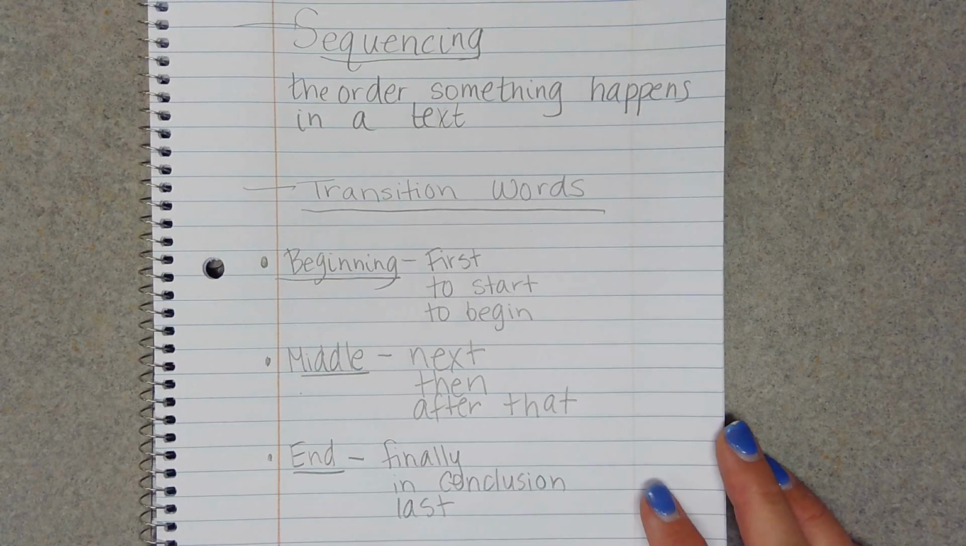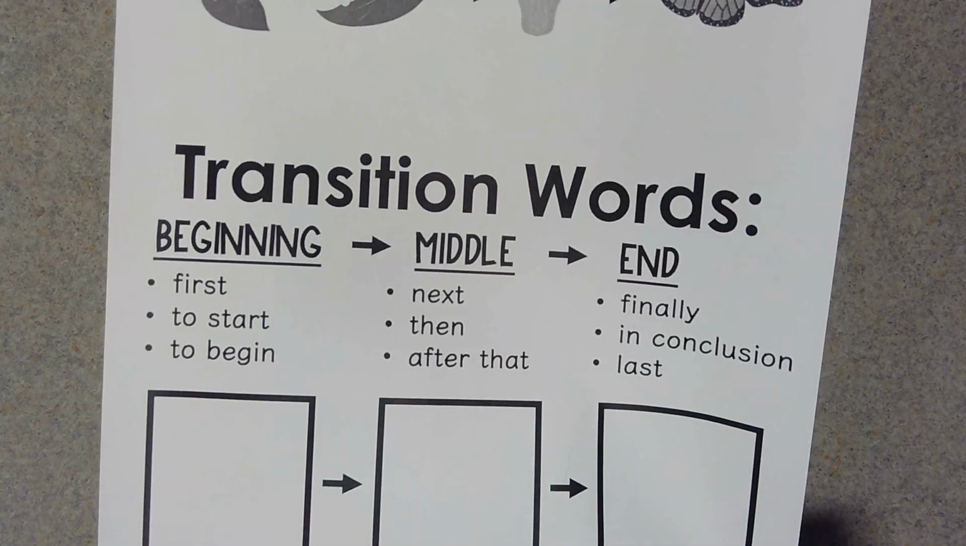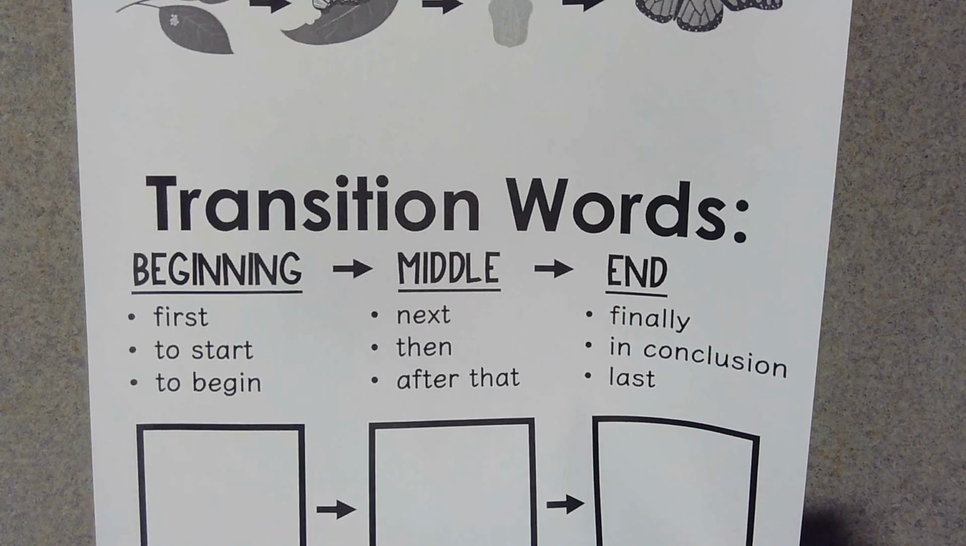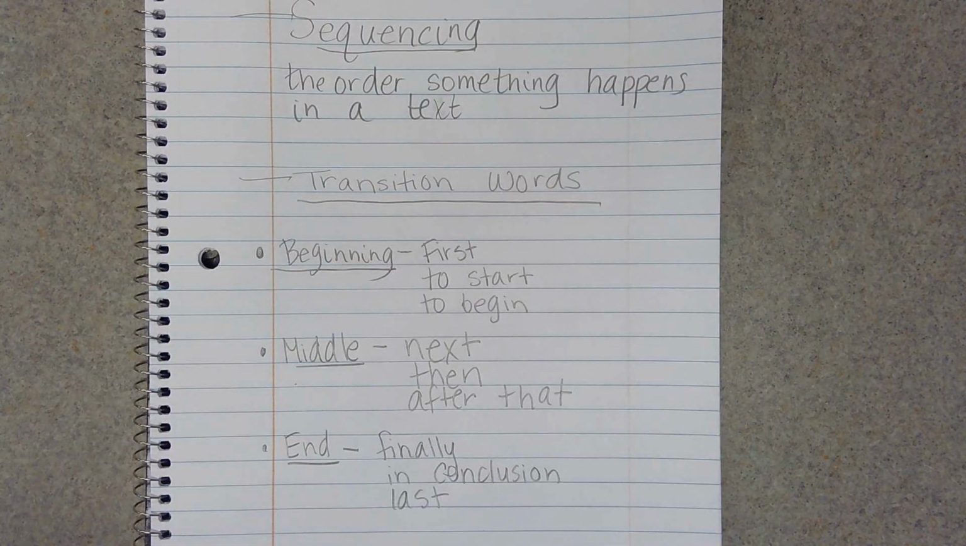I want you to get those in your notebook so that you will always have it to look back on. But you can also see that they are on the anchor chart that I posted in our classroom, like right here. Okay, sequencing. The order something happens in a text. I'm going to give you another minute to get caught up, and then I'm going to give you an example.